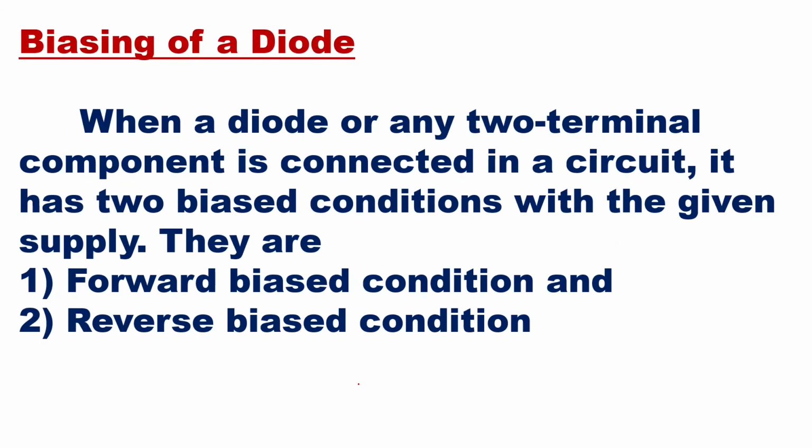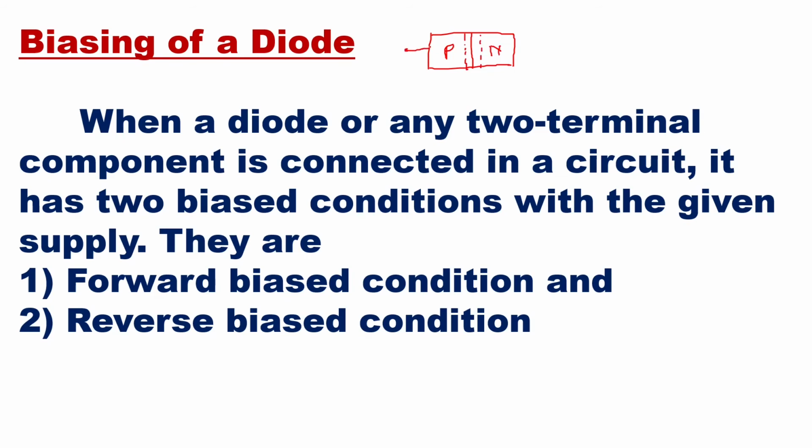Then what is biasing of a diode? Whenever you make a PN junction formation, that formation will be called a diode. It is a semiconductor diode. So here you can see you have p-type material and n-type material. There will be a depletion region formed here.